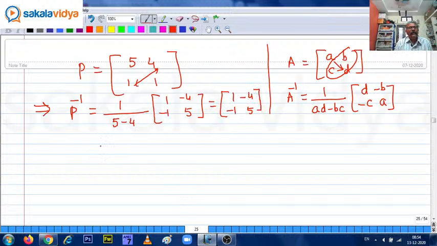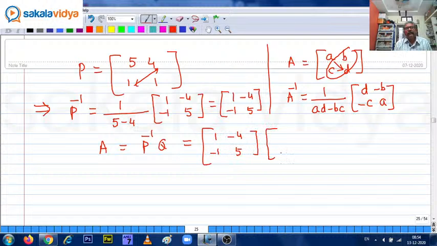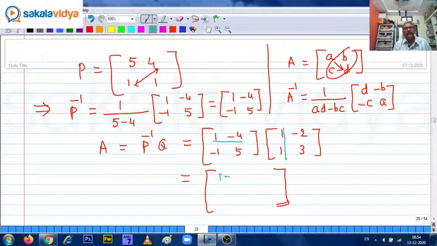Go back. So A is given by P inverse of Q. P inverse is 1, minus 4, minus 1, 5, multiplied by Q. What are the elements of Q? 1, minus 2 and 1, 3. So we need the principal diagonal elements. Principal diagonal elements means this element and this element we need to find. So multiply this row and this column: 1 into 1, 1 minus 4, and multiply this row and this column. What do you get? 2 plus 15. So the principal diagonal elements are minus 3 and 17.